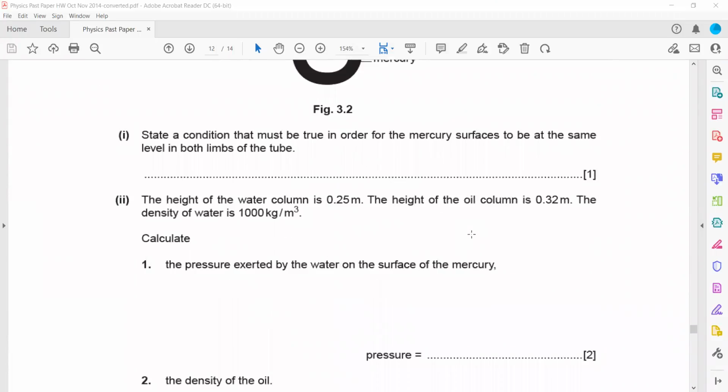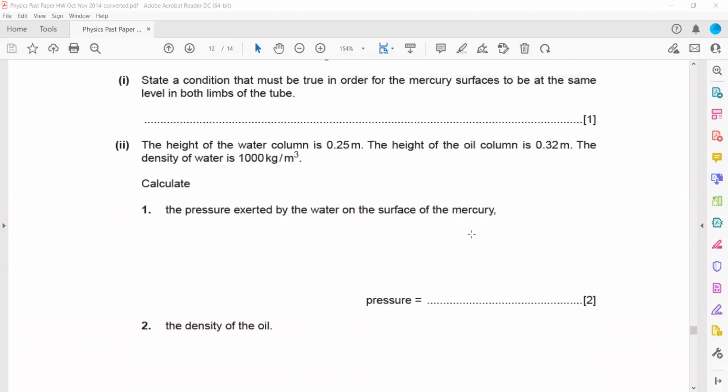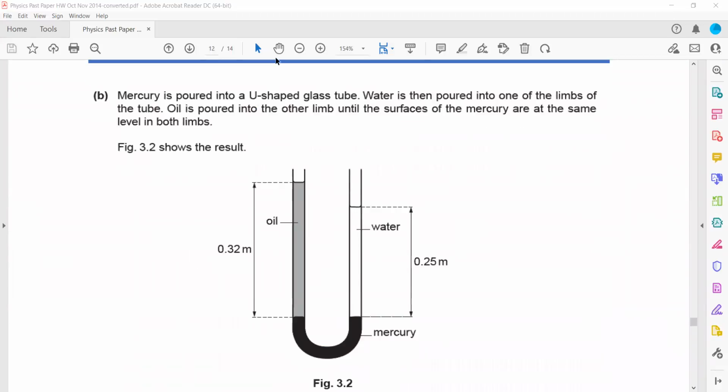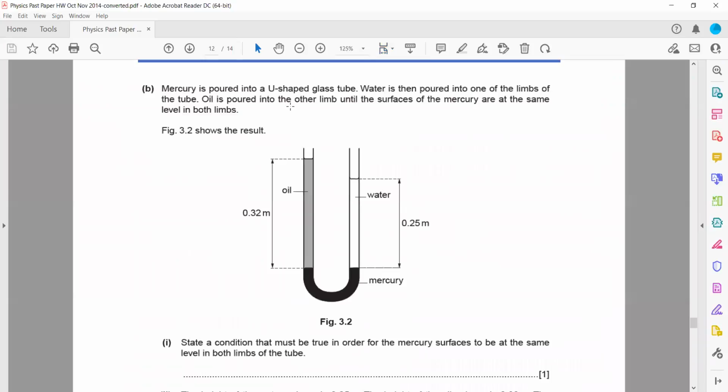The mercury is poured. This is the last question. The mercury is poured in a U-shaped glass tube. Water is poured into the other limb of the U-shaped glass tube. As a result, when you see this, the level of the mercury is the same.